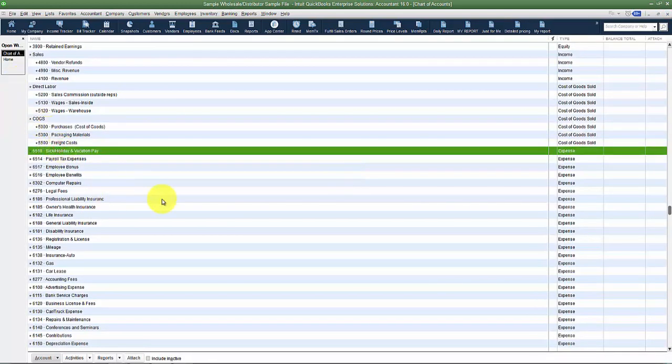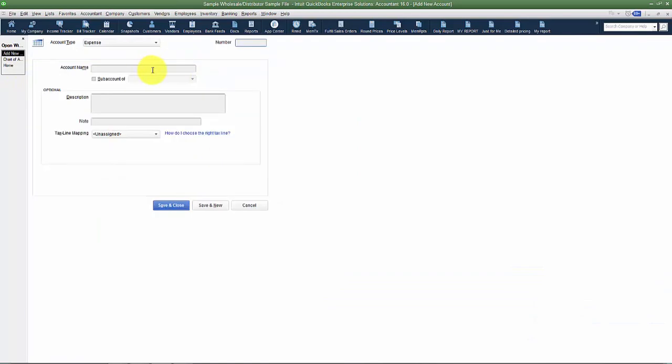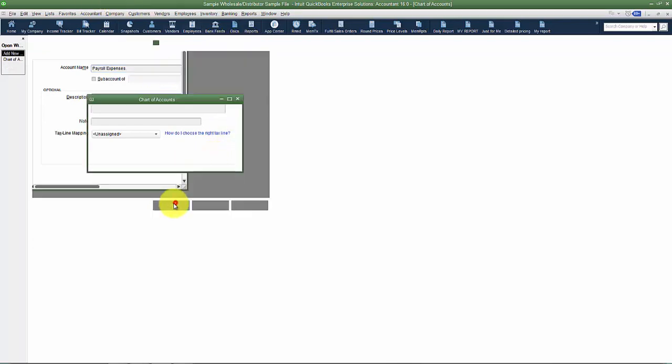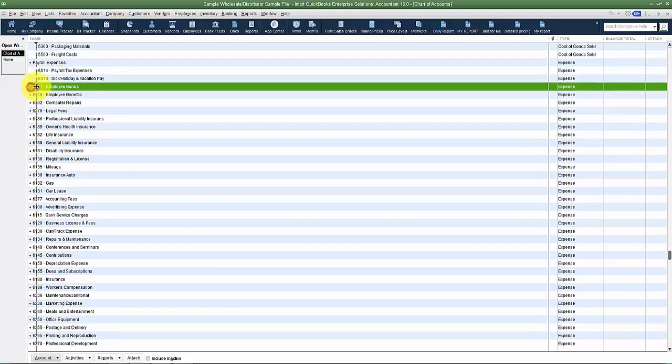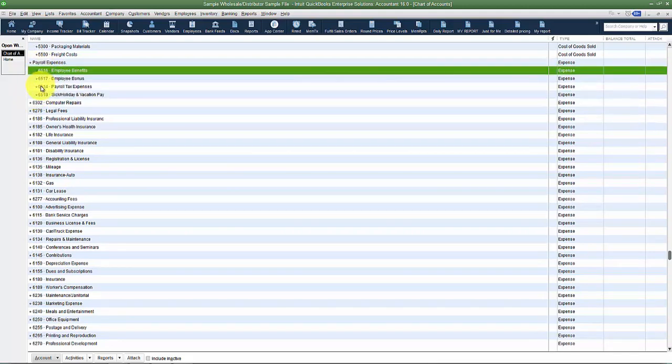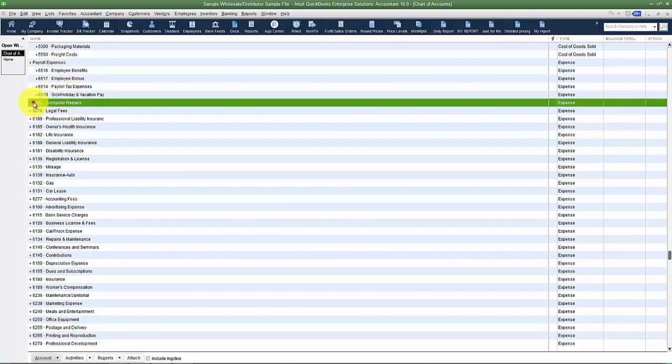I create a couple of high-level categories. Usually when I'm going through this with a customer, I just start at the top and work my way down. So sick and holiday vacation pay: I want to create a new expense called payroll expenses. And I'm going to put a period at the end, because probably there's another payroll expenses in here. Okay, so stick that under there: sick and holiday vacation, payroll tax expense, employee bonus, employee benefits. Occasionally employee benefits will be put into a different area called employee development, maybe for employee trainings, uniforms, things like that. So again, it depends. We'll look in a minute at when they should get their own bucket.